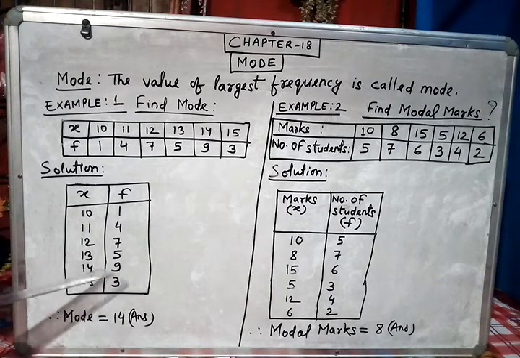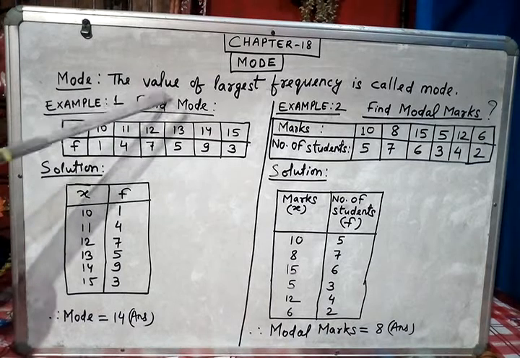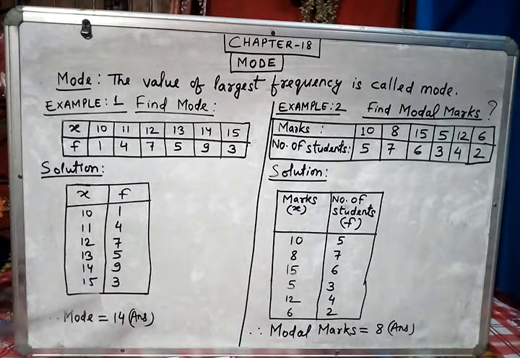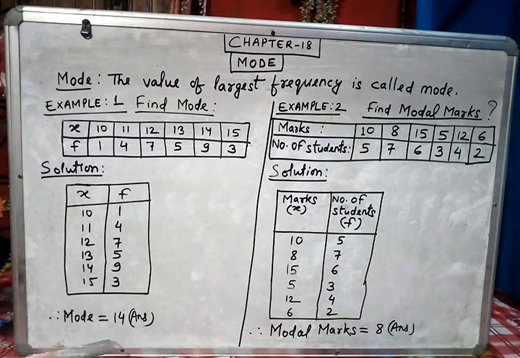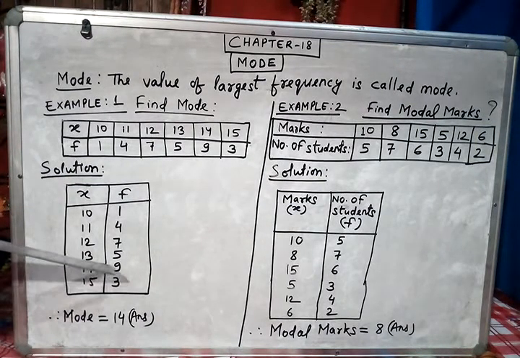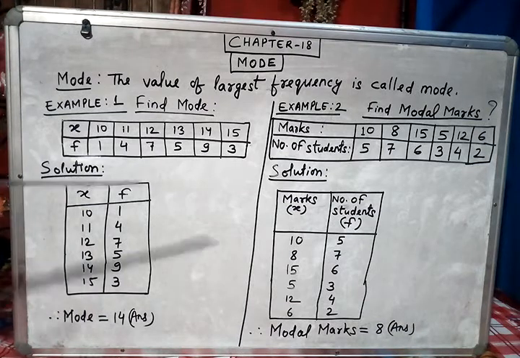9 is not our answer. 14 is our answer, because the definition says value of largest frequency. The largest frequency is 9 and its value is 14. So I hope you understood the definition now. So the value of largest frequency is called mode. The largest frequency is 9 and the value is 14.